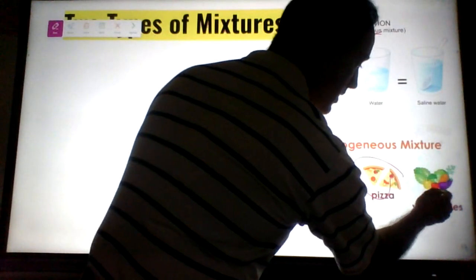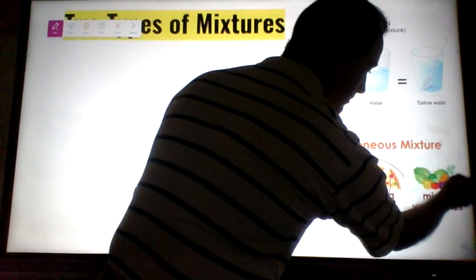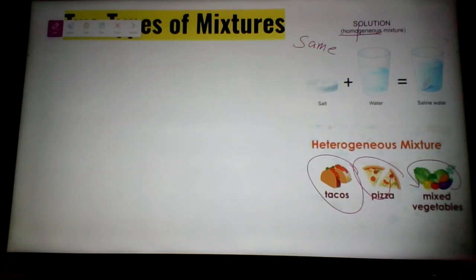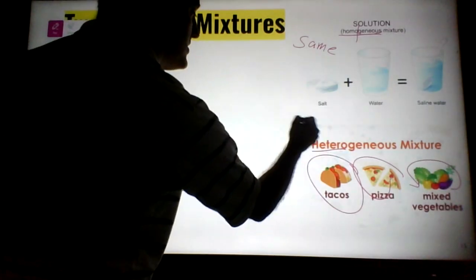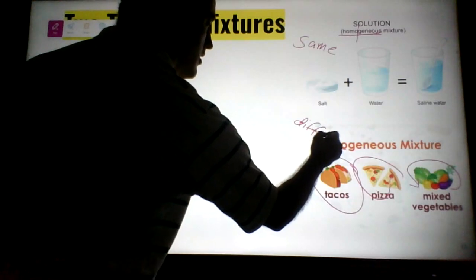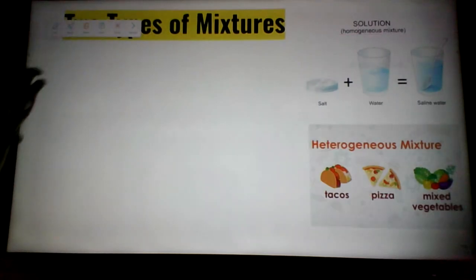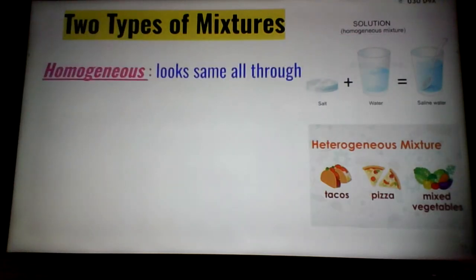I can move that eggplant over to this side maybe. It's the same salad, now the ingredients are just mixed around. Hetero means different. And geneous means appearance. So heterogeneous mixtures have different appearances as I view them from different vantage points.